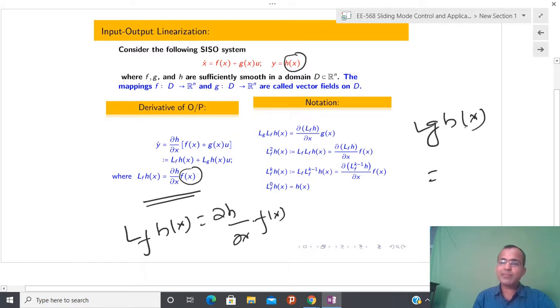Could you please expand this? So ∂h/∂x along g(x). Along g(x).